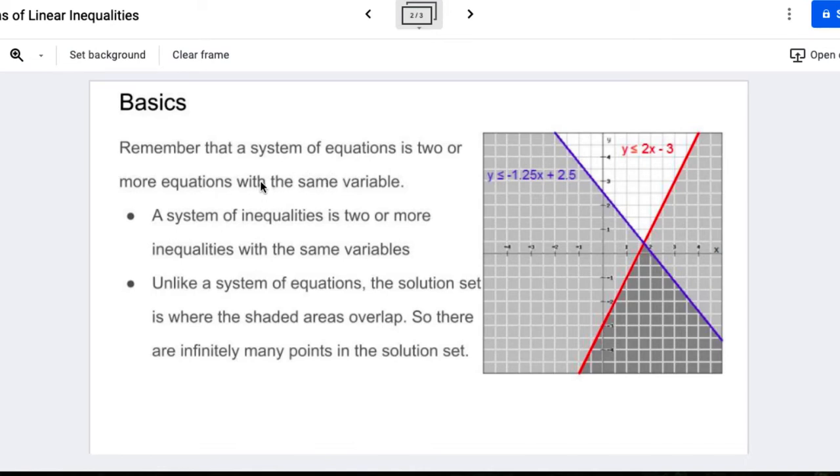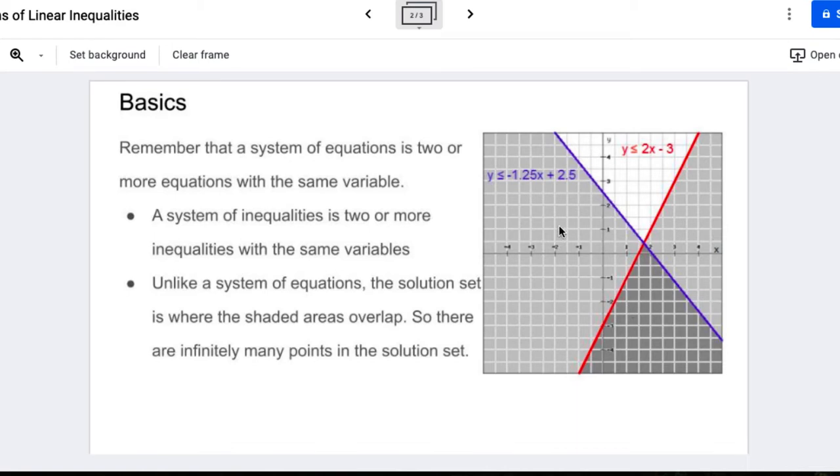So remember we had infinite solutions if the lines overlapped, one solution if the lines intersected, and no solutions if the lines were parallel. So we can have the same kind of thing. A system of inequalities is two or more inequalities with the same variables. So the solutions are a little different. The solution is not where the lines cross, but where the shaded areas overlap.